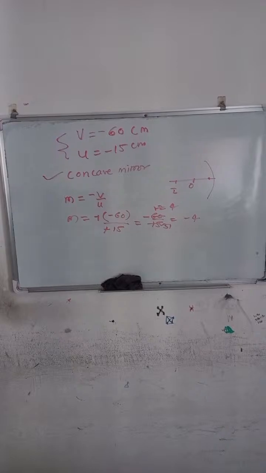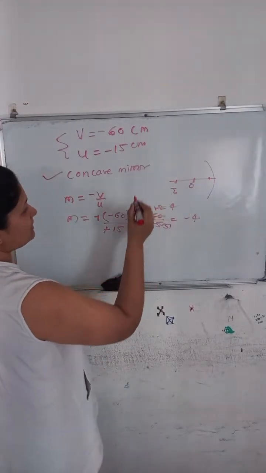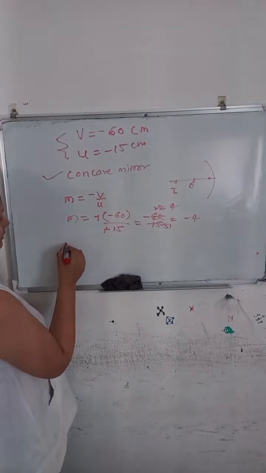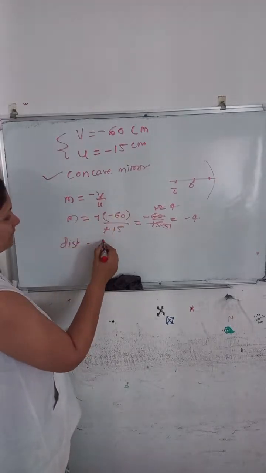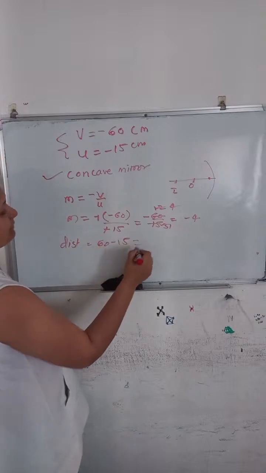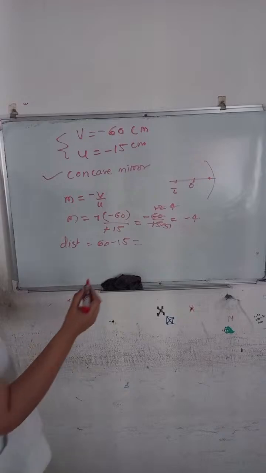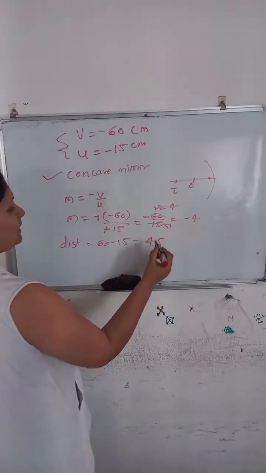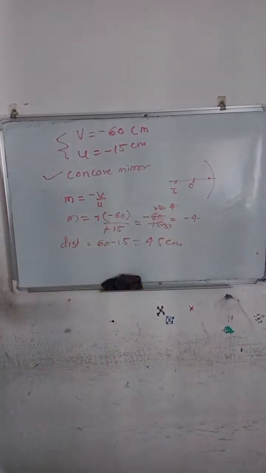Then see what is the distance between the object and image. Now very important. Somewhere object and image is there. This is very important. It's like calculating tube length. So 60 minus 15 you can do. You get the answer: 60 minus 15 is nothing but 45 centimeter, the distance between object and image.